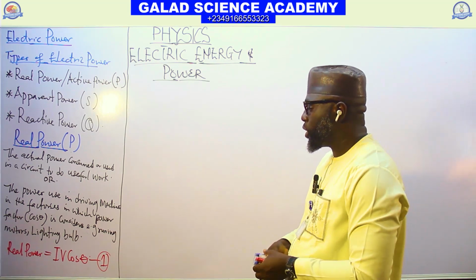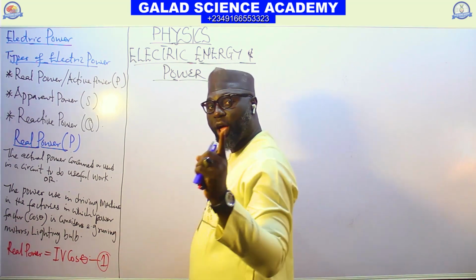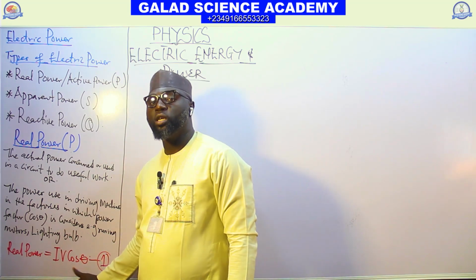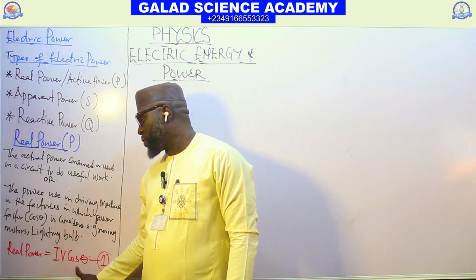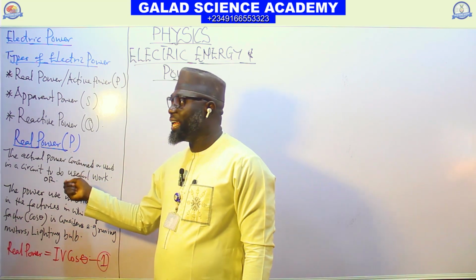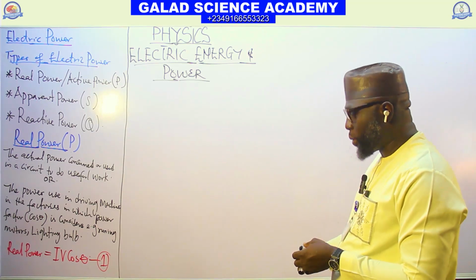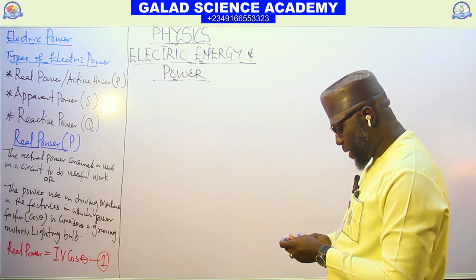So whenever you are asked to calculate the real power, it is IV cos theta. That is the formula for the real power.